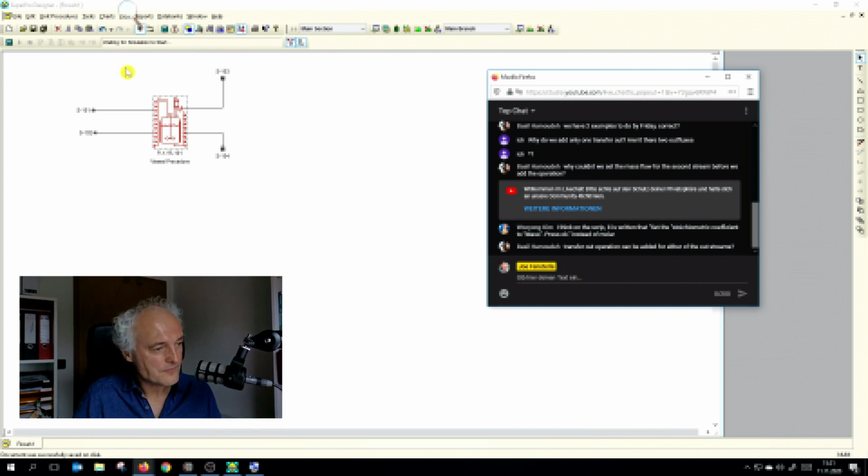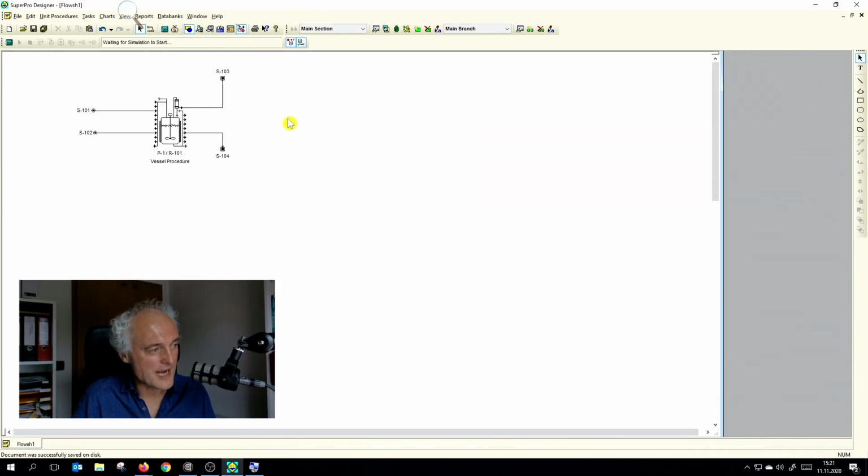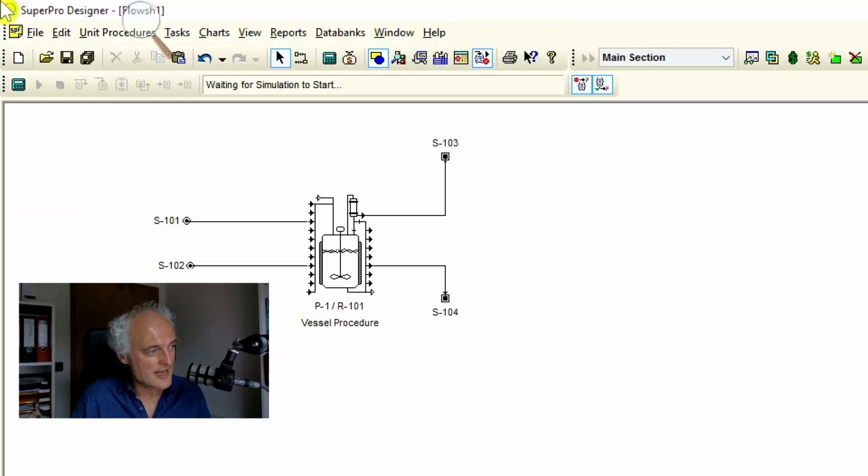Okay, now let's go back to our operation. And now the big moment comes, because now we have set up all our streams. And now we perform the mass and energy balance. By the way, what I did not yet do is save. Don't forget to save regularly. And remember, if you work on these virtual clients, you need to save and send it to you by mail or whatsoever, because as soon as you log out, everything is lost. Yeah, so don't forget that.